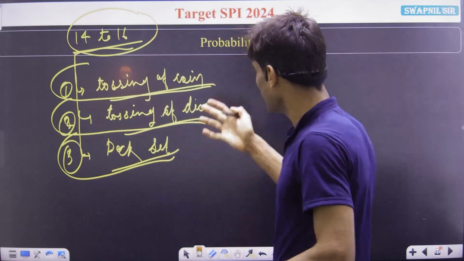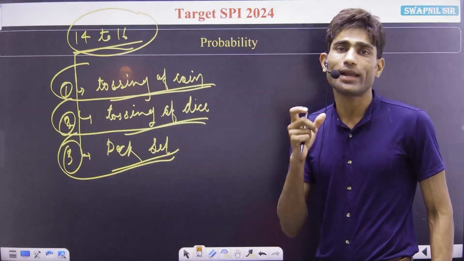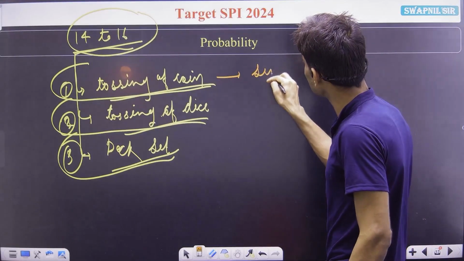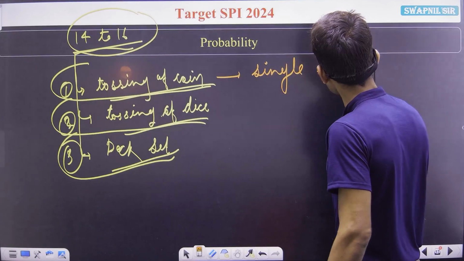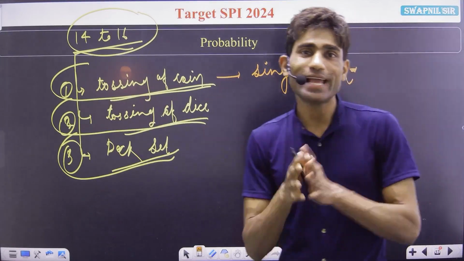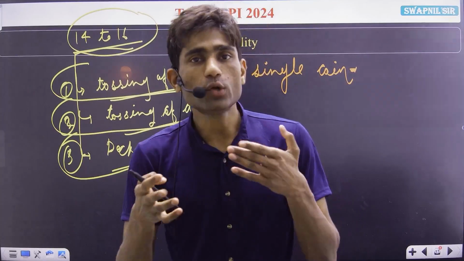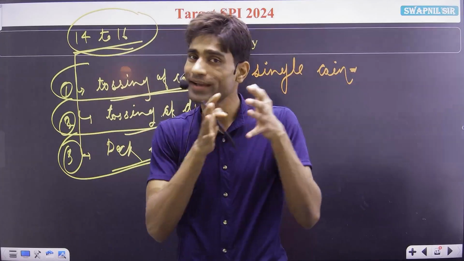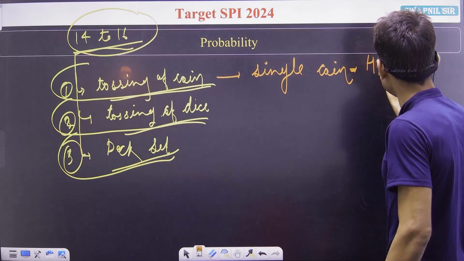Now here we can see the tossing of a coin. First of all, consider a single coin. What actually happens if you toss a single coin? We know that the probable outcome when we toss a single coin is either a head or a tail. We have two probable outcomes here, head or tail.